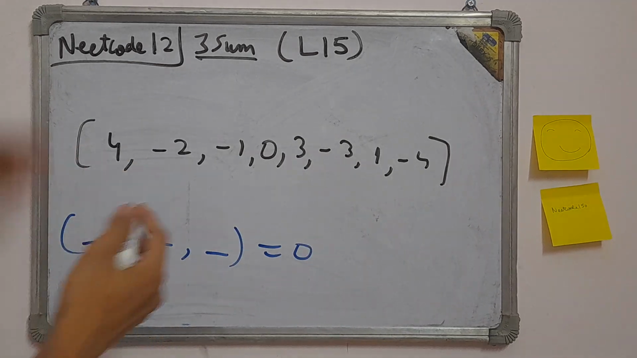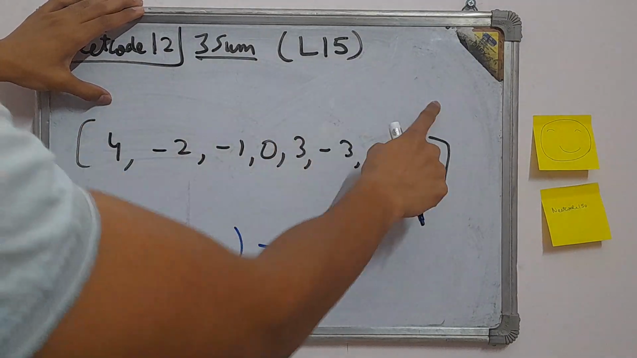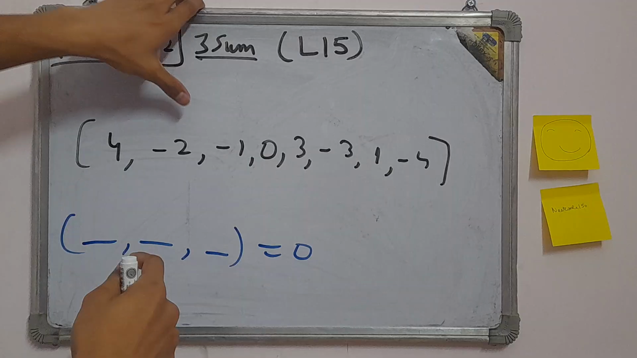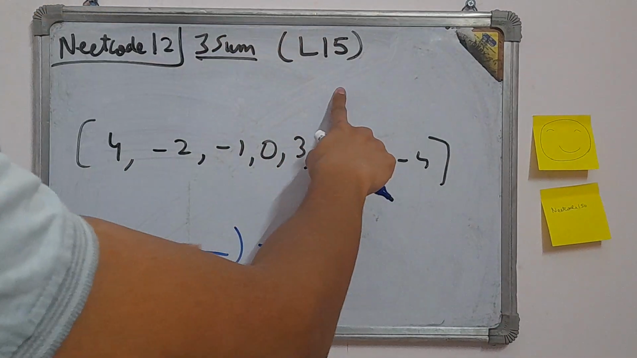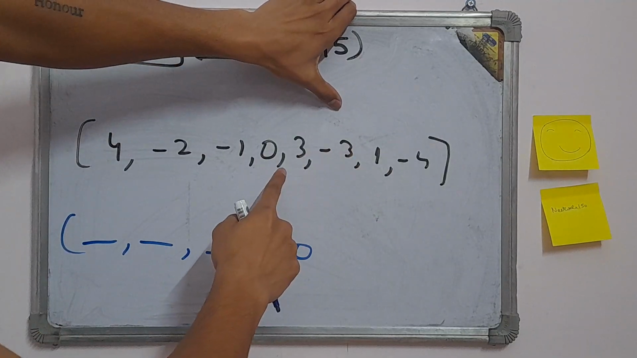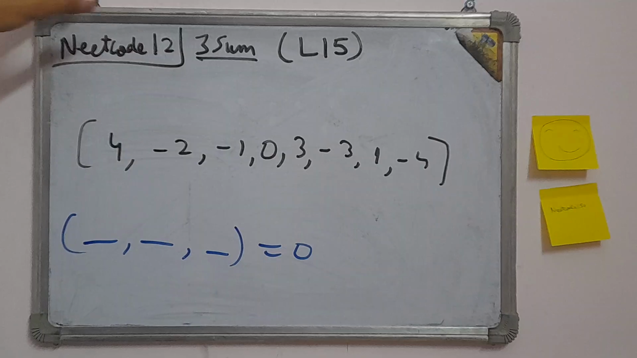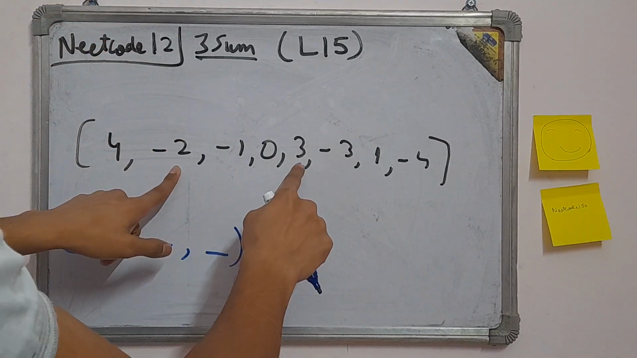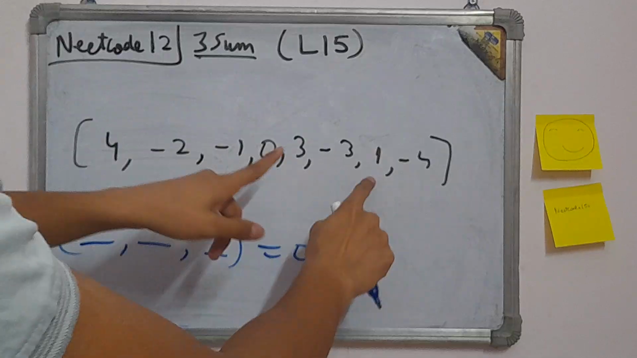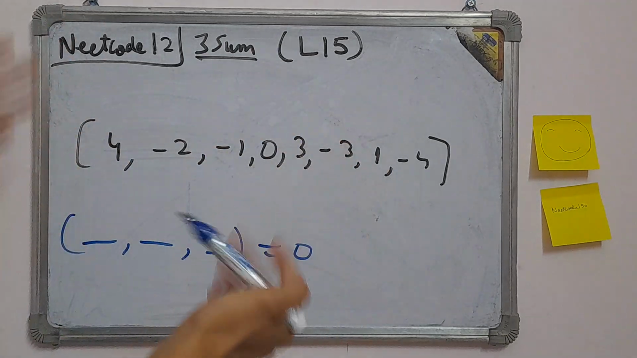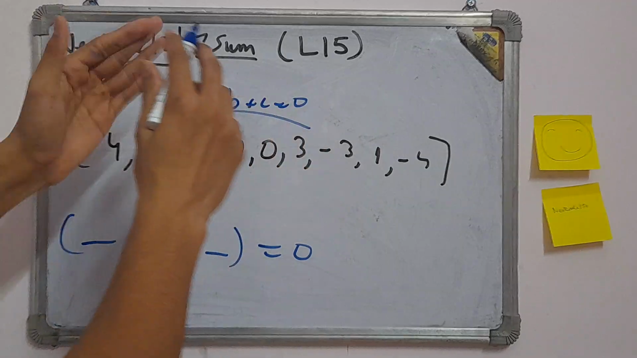So let's say, for example, 4, minus 4 and 0. The sum is 0. And let's say minus 2, minus 1 plus 3 equals 0. Let's say minus 3, plus 3 and 0. And 1, minus 1 plus 0. And 1 plus 3 minus 4. So you get the idea. For any 3 numbers such that the sum is 0, we have to tell all the triplets.